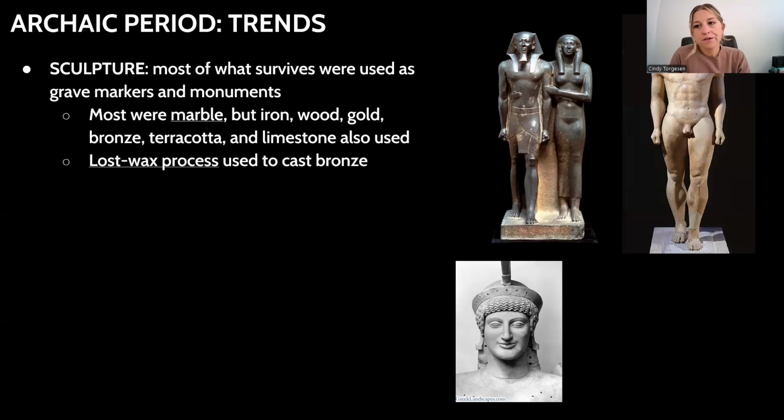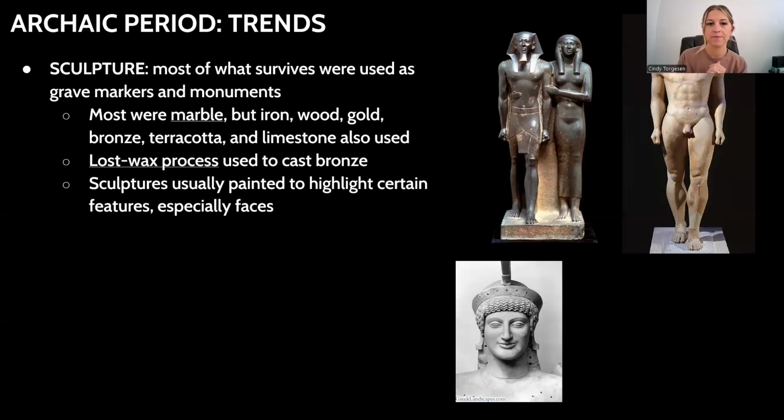We are also going to see the lost wax process being used for the first time on a large scale. The next slide will give us a little bit more detail into why that's a big deal and what that process really looks like. Sculptures were often painted, which would highlight certain features, especially faces.